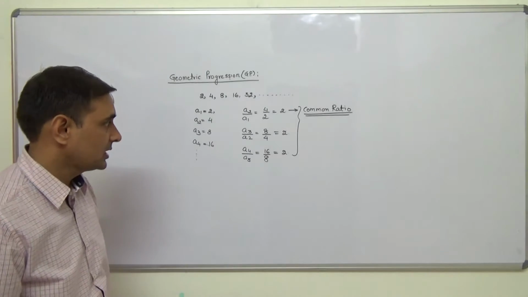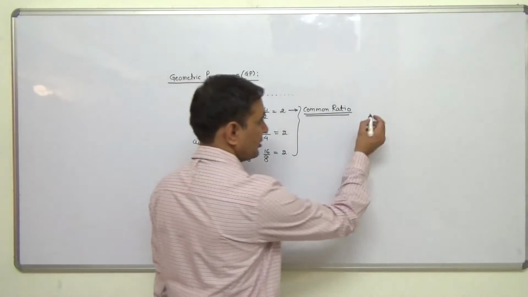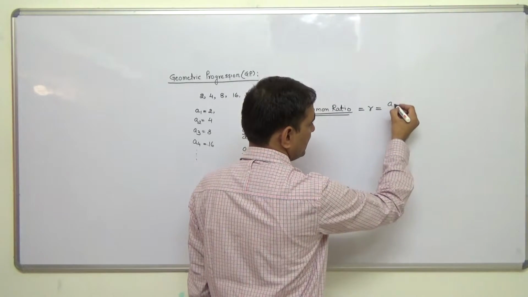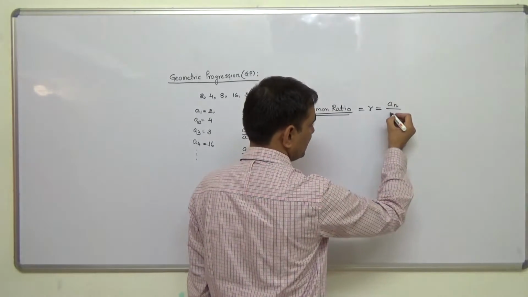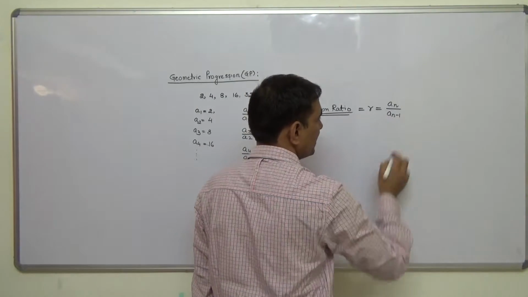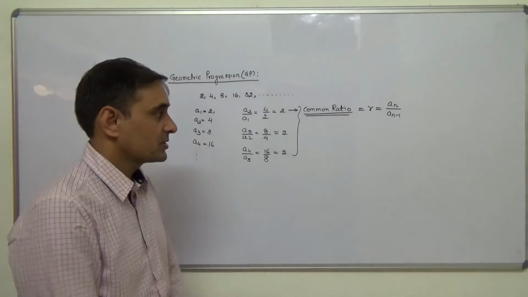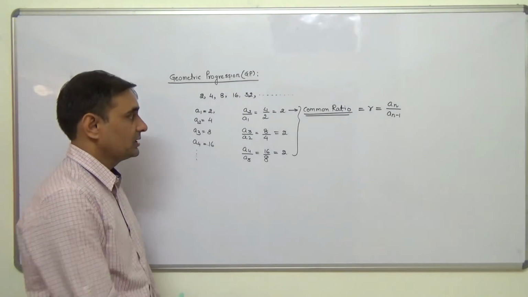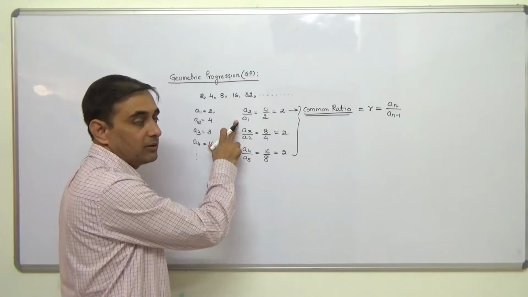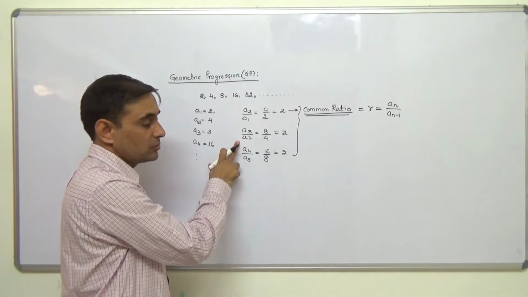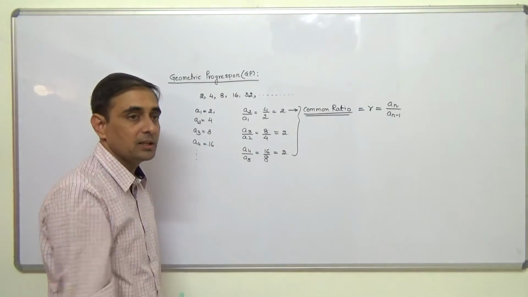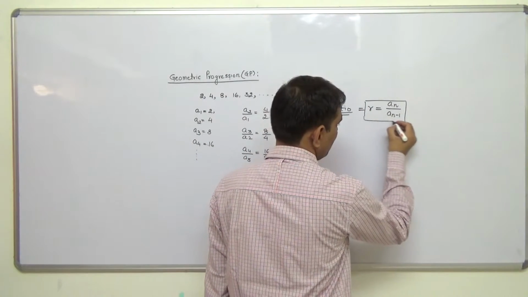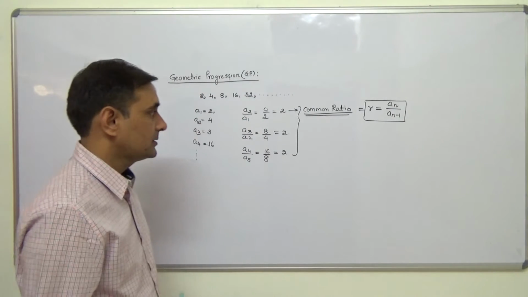कॉमन रेशियो, राइट? Common ratio is denoted by R and we can express R as any nth term upon a(n-1), यानी कि previous term, any term divided by previous term. For example, here R can be found by A2 by A1, by A3 by A2 or by A4 by A3. This R is known as the common ratio of the GP, right?